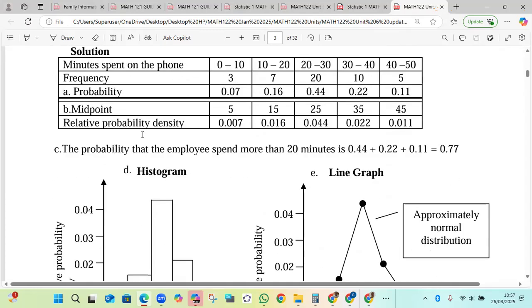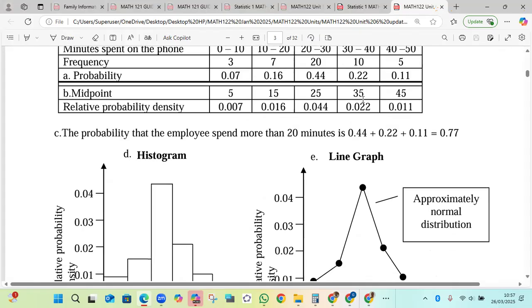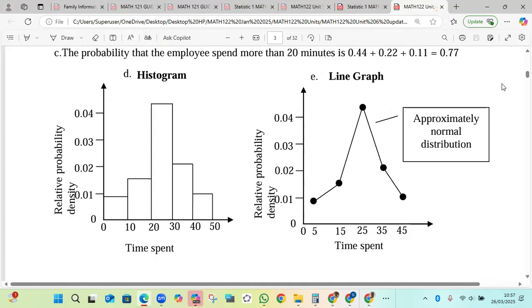Here it talks about relative probability density, how it is calculated. Okay, we start with the data. In terms of intervals, you have frequency, then you have probability, as the frequency divided by the total frequency, then you have the midpoint of each interval, and then you have relative probability density. Okay, and this brings us down to approximately normal distribution.